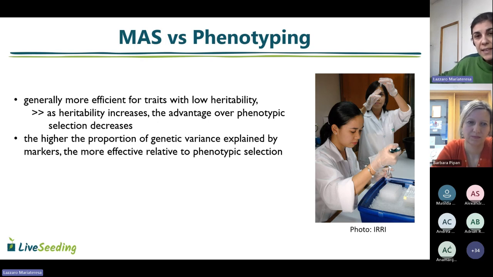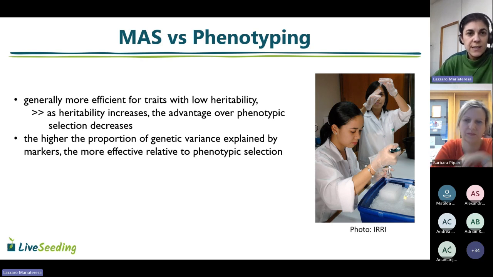When thinking in a practical setting whether to use marker-assisted selection in a breeding program, one should ask in the first place, what can I gain compared to the phenotyping? And generally, marker-assisted selection is more efficient for traits with low heritability. As soon as the heritability is very high, then that is a trait which is just possible to easily phenotype.